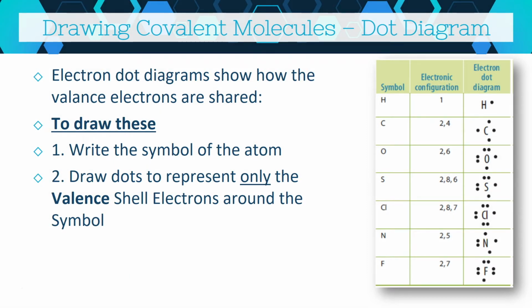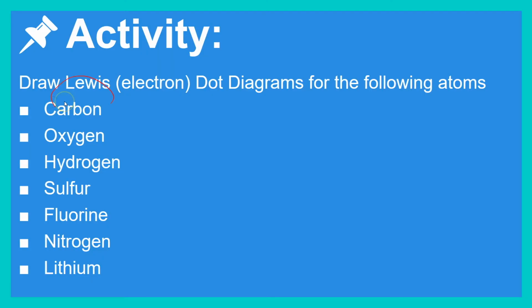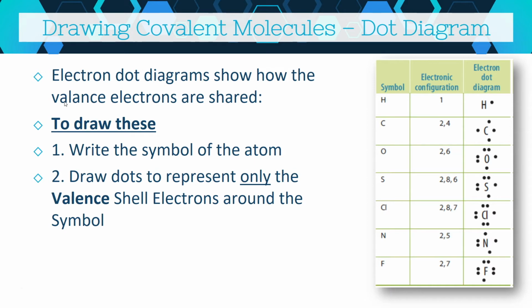Now, if you want to draw a covalent molecule, there's a few ways of going about it. We're first going to look at what we call electron dot diagrams. And electron dot diagrams are basically all about looking at how many valence electrons. And that's really important to remember, that it's about the valence electrons. So what you need to do is you need to write the symbol of the atom, and then you're going to draw dots around that to represent just those valence shell electrons.